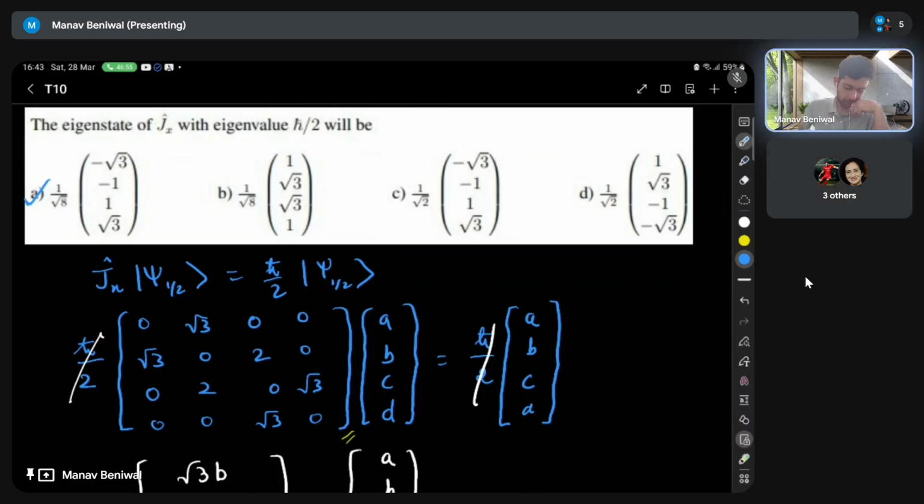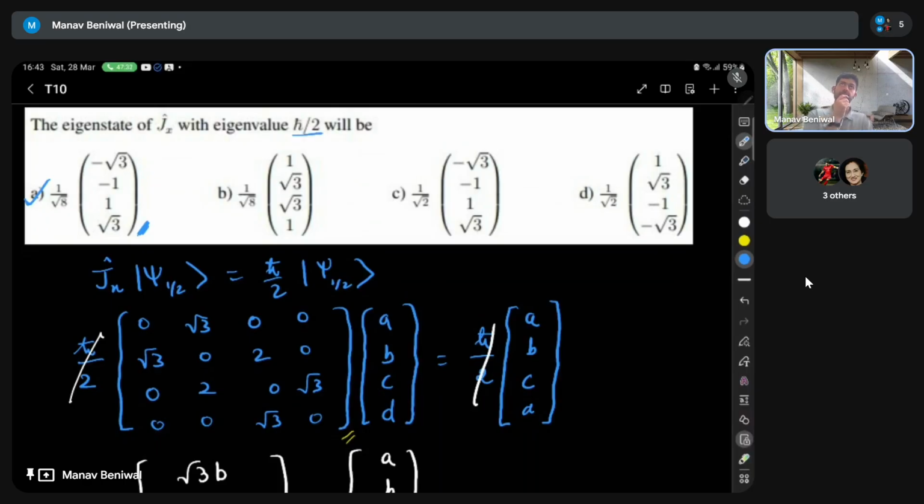Because if you look at it, I think this should be given in the problem itself, but I deduced it because our state has 4 elements. If you look at this eigenvector, you can see it is a 4 cross 1, so it is a 4 element column vector. And then we have this eigenvalue h cut by 2. Therefore this matrix has to be a 4 by 4 matrix.